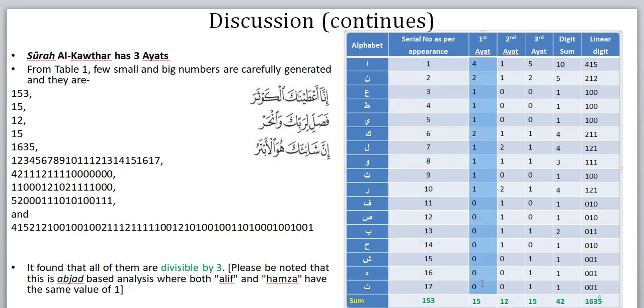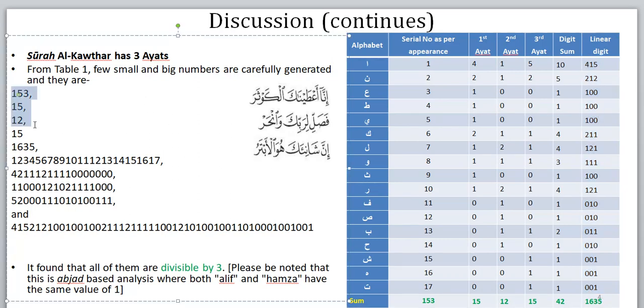Summing all the values here, we get 15. That means 15 alphabets exist in the first ayat, 12 alphabets exist in the second ayat, and in the third ayat we also see 15 alphabets. And if we add all these digit sums, we get 42. And if we add these values also, we get 1635. So these are the small numbers.